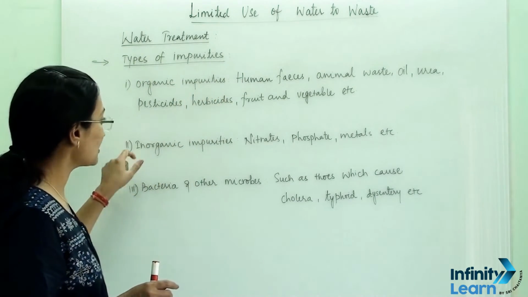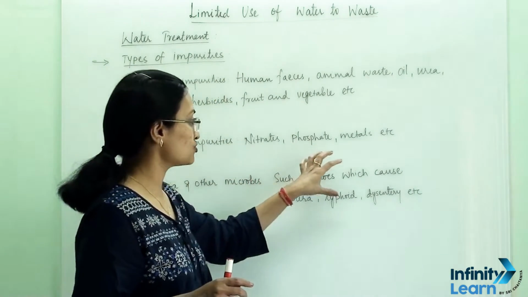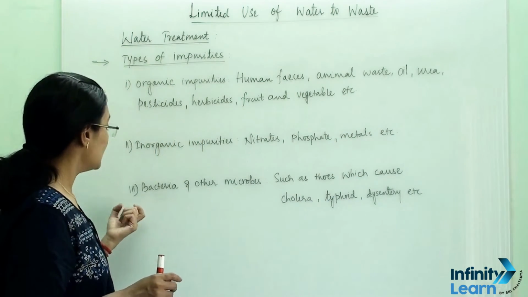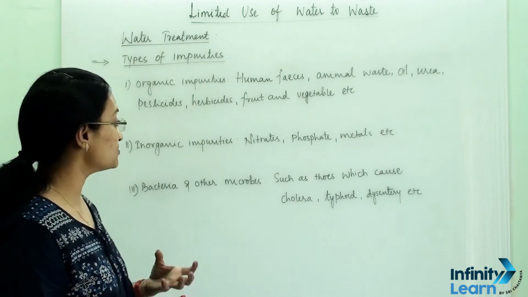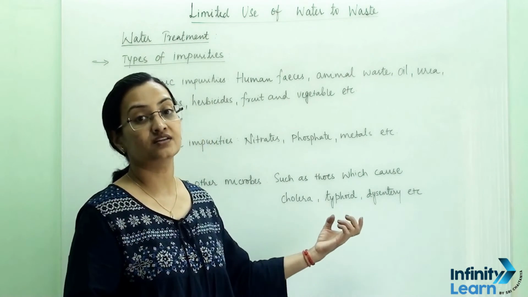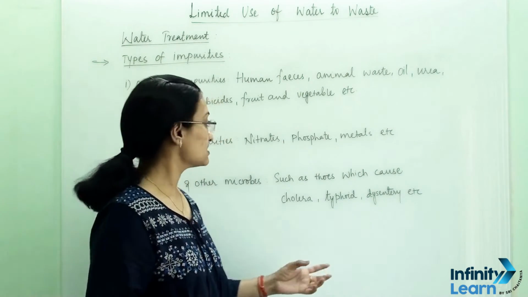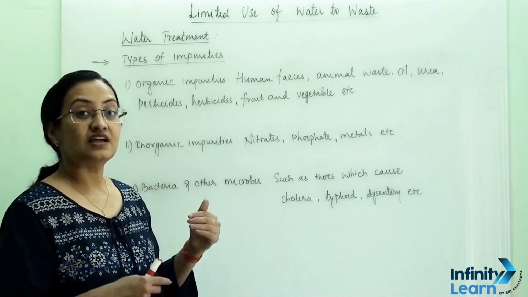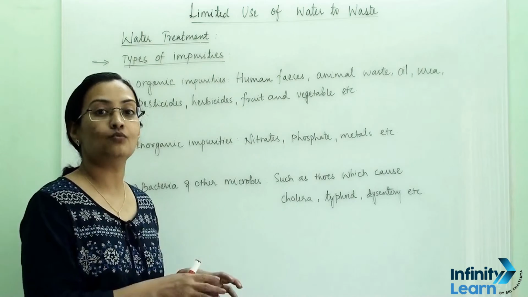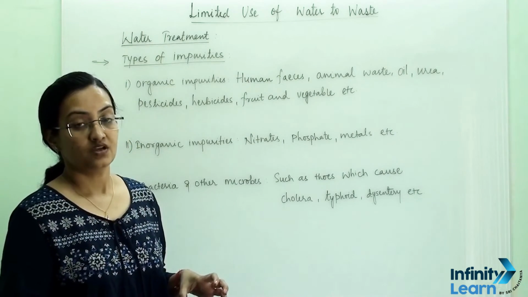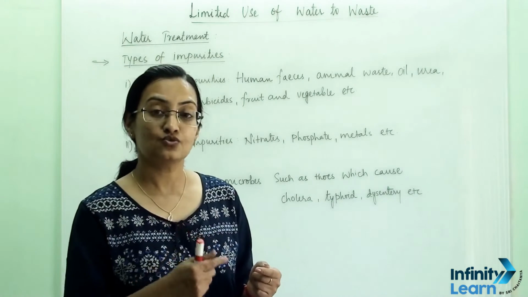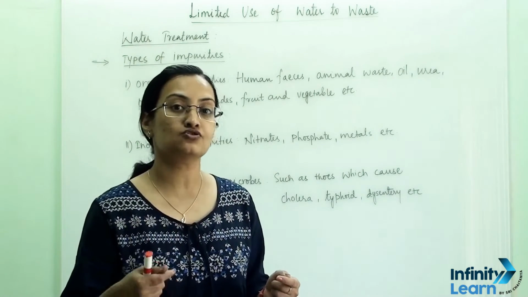Then come inorganic impurities. Nitrates, phosphates, metals, etc. are considered inorganic impurities. Then bacteria and other microbes get mixed with the water, which cause cholera, typhoid and such harmful diseases. So these impurities get mixed with the water which we are using. So it is very important to treat the water before we use it. Now we are going to see how we do the water treatment so that the water will be safe for us to use.